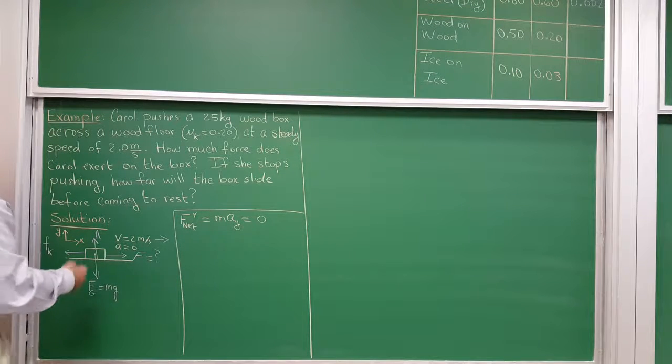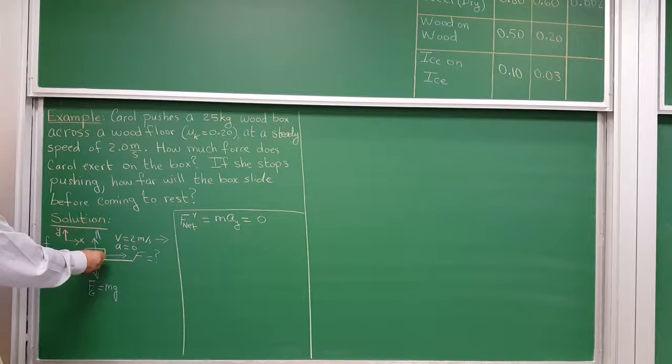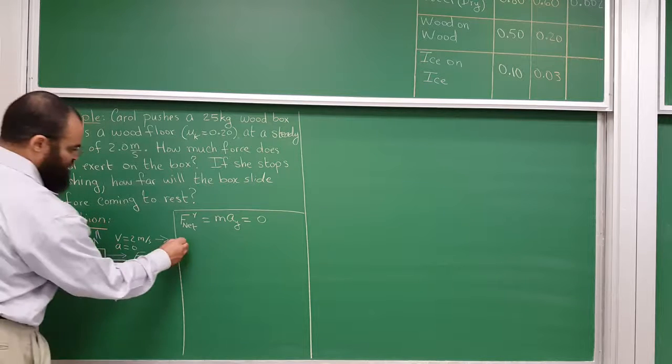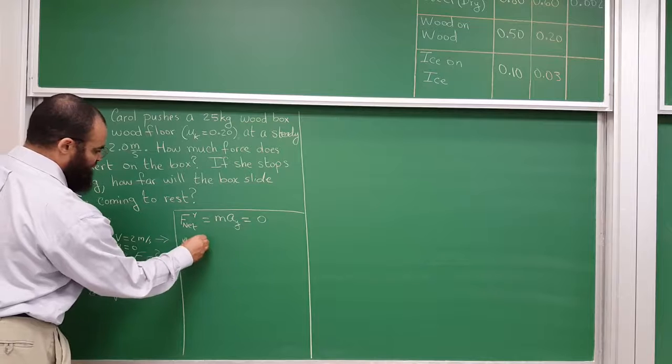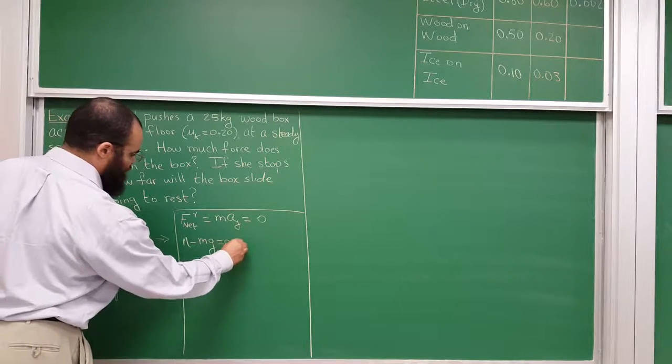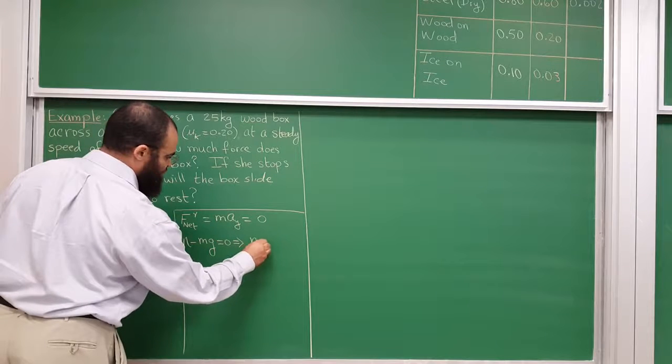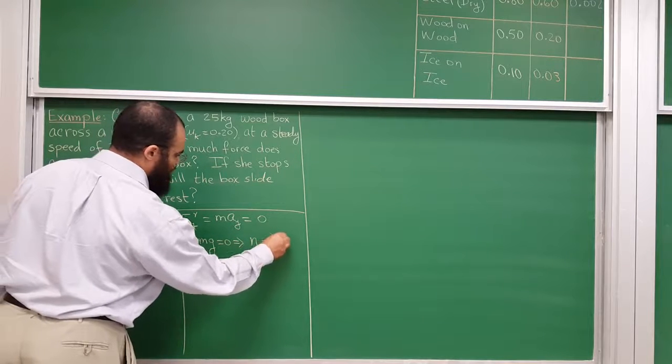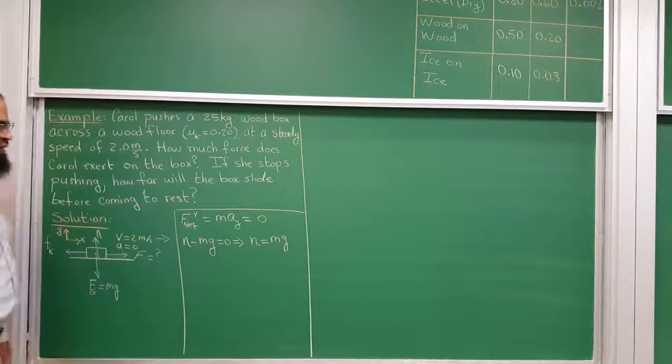The net force in the y direction consists of two forces. There are two forces that have a y component. That is the normal force and the mg. So the normal force upward minus the mg, because it's downward, equal to zero. And therefore, the normal force will equal mg. Very often, the normal force is simply mg. Not always, but very often that's the case. And so that's the normal force.